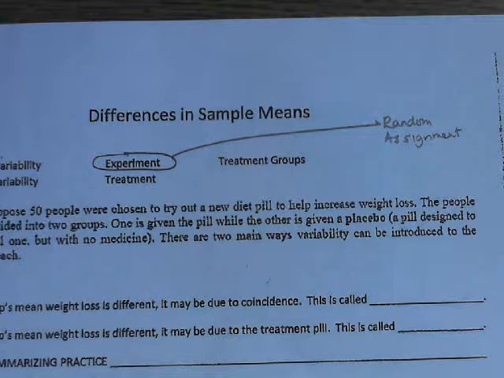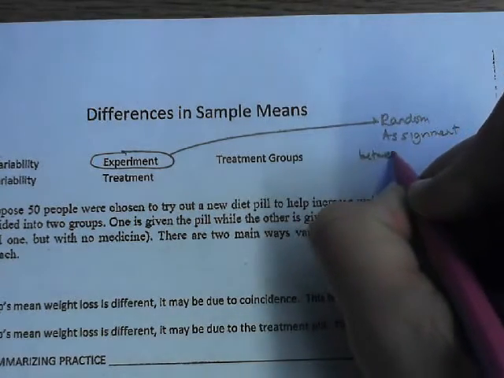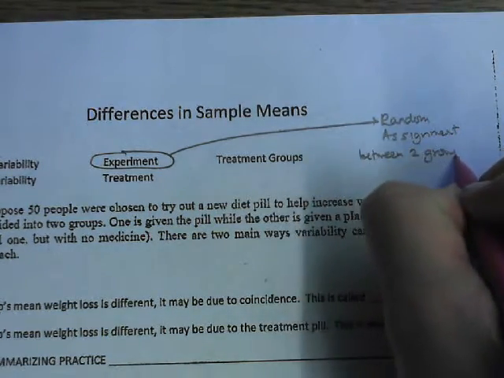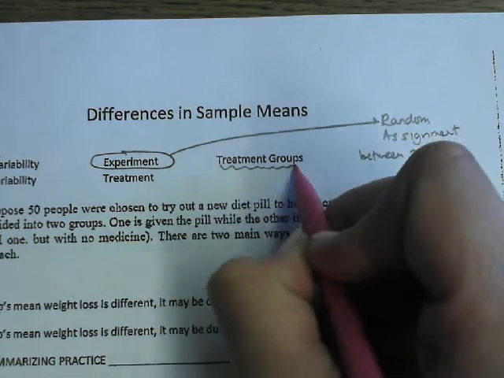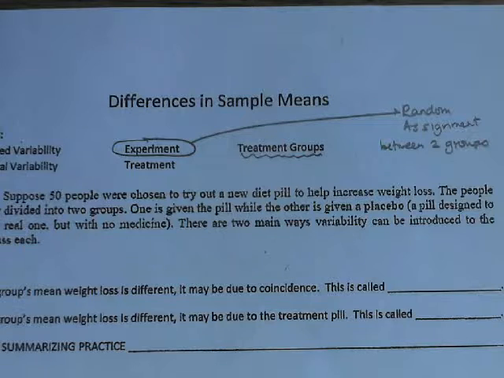Okay, so this will be all experiments, and the biggest thing about setting up an experiment is random assignment. And then usually between two groups. Between two groups, and you see a vocab word up there, treatment groups. Okay, you would have the two different treatment groups.